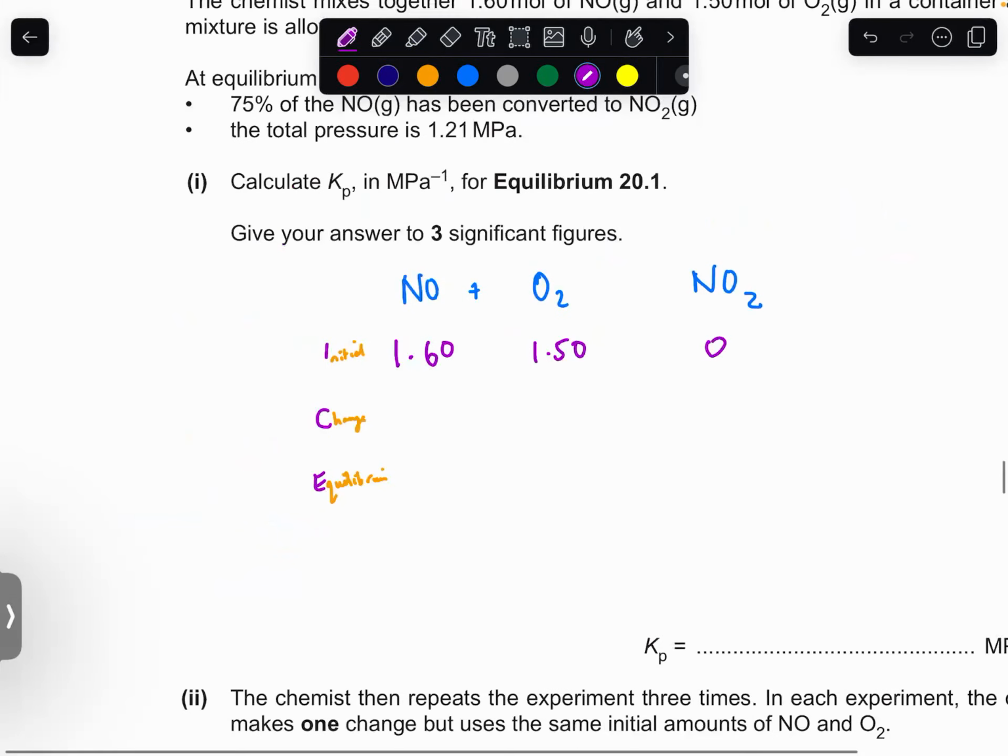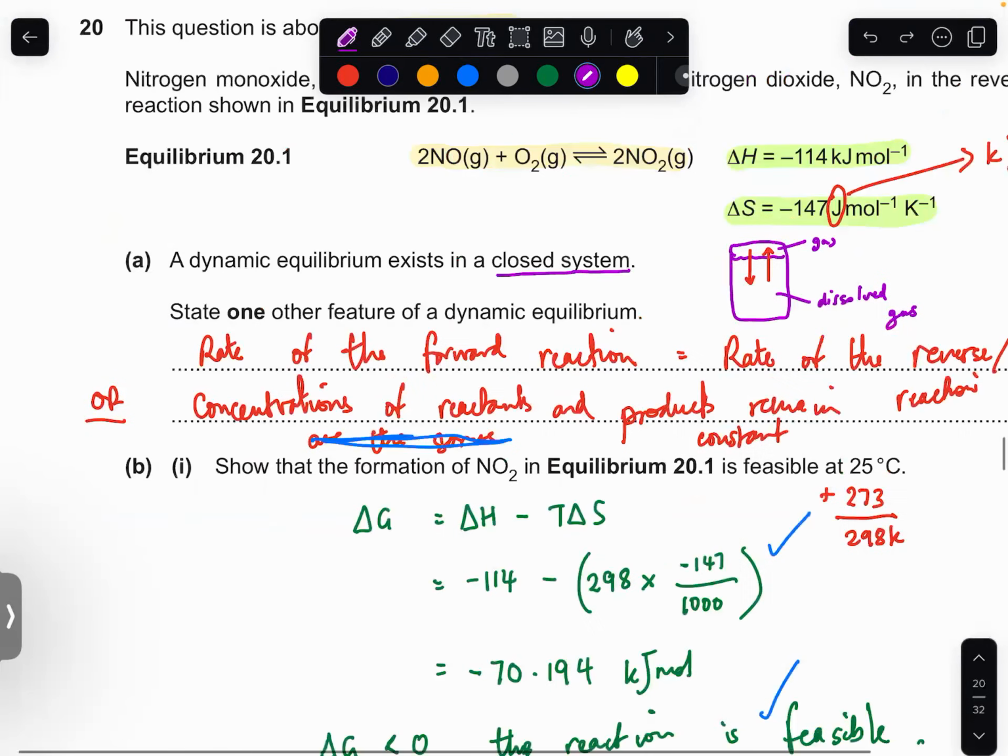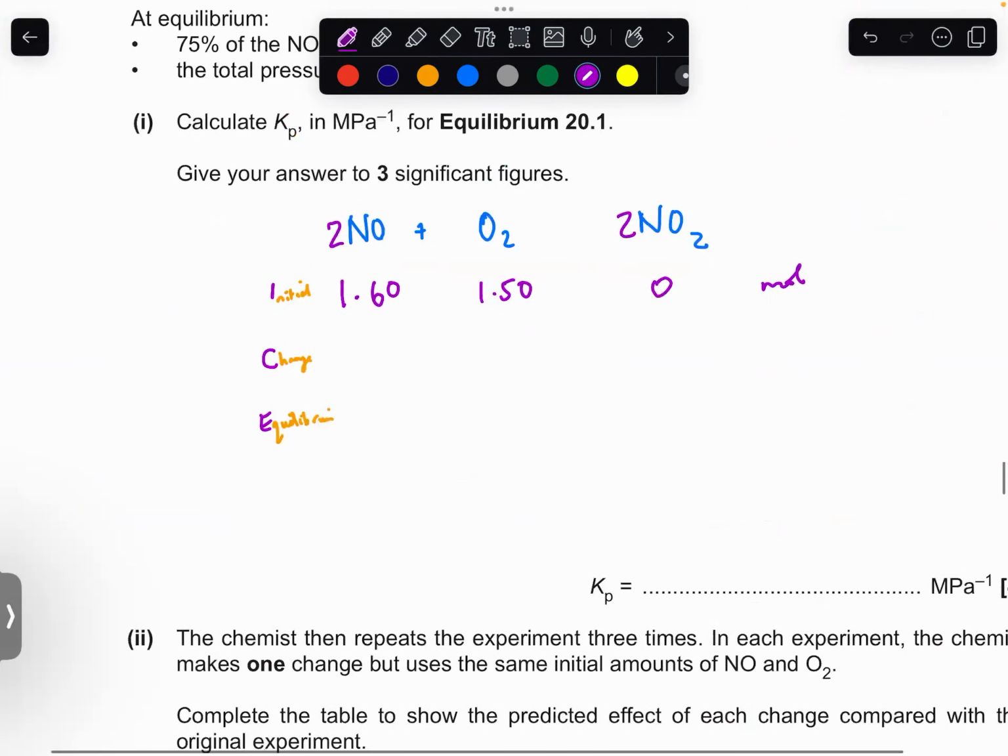So we've got 0 amounts of the product. This is in moles. It tells you at equilibrium, 75% of NO has been converted to NO2. So what's 75% of, first of all, is it balanced? We need a 2 there and a 2 there. So it's a 1-to-1 ratio. What is 75% of 1.60?